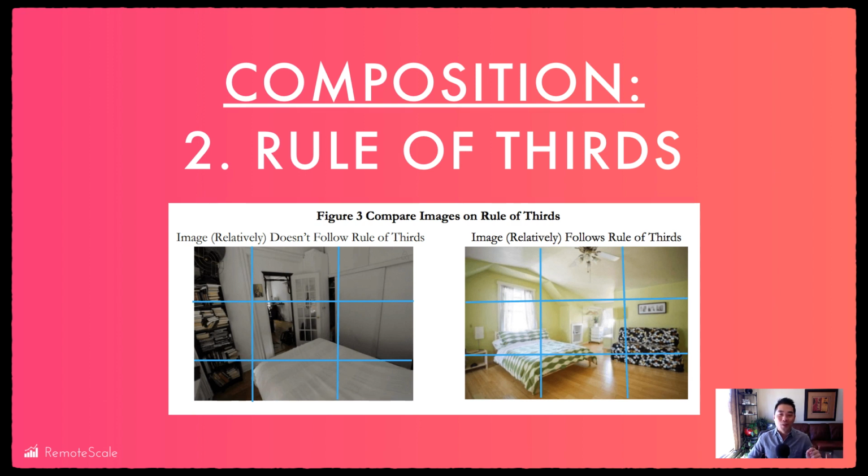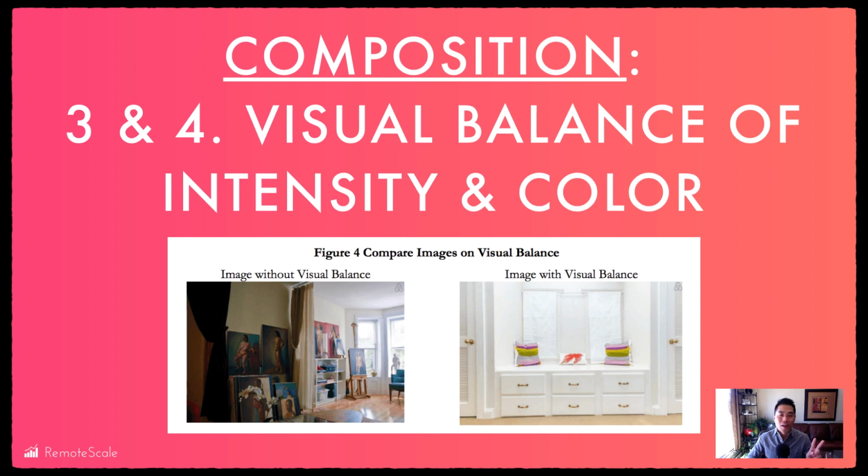All right, so let's move on to the third and the fourth. These ones are put together. It's the visual balance of intensity and also of color. Those things work together, and as you can see in this example, we've got one without visual balance, and then we've also got the image with visual balance. The image that follows the visual balance is not only following the intensity and the color, which is laid out quite evenly here, but it's also following the rule of thirds and making everything very centered. So that's the visual balance.